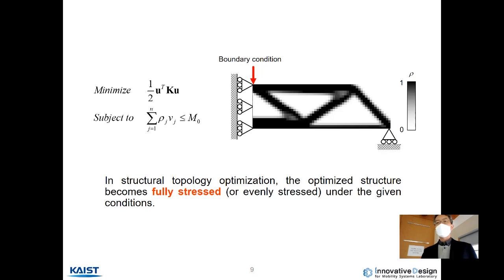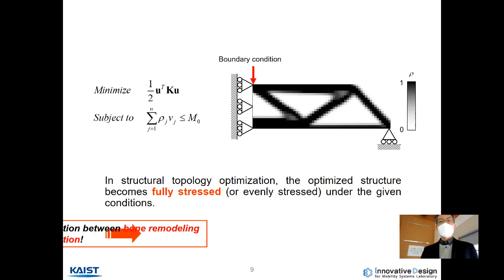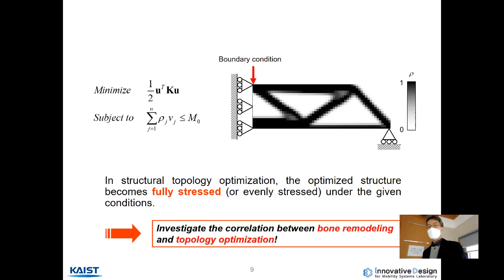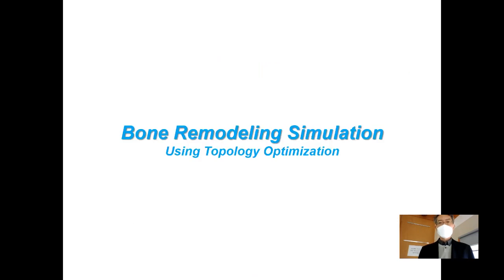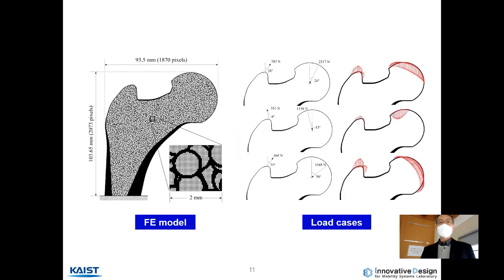If you compare the previous remodeling in biomechanics and this structural topology optimization, you can find a very strong analogy between two seemingly different phenomena, bone remodeling and structural topology optimization. This is the research motivation. Based on this motivation, I started to reveal the secret between the two things.